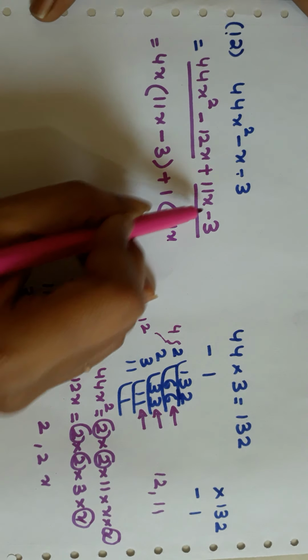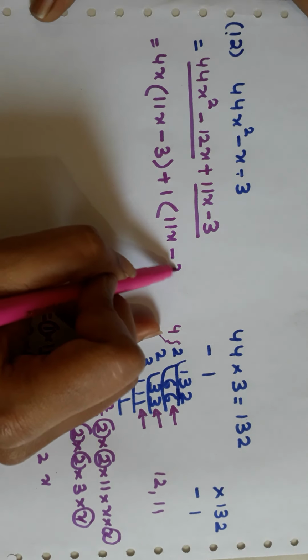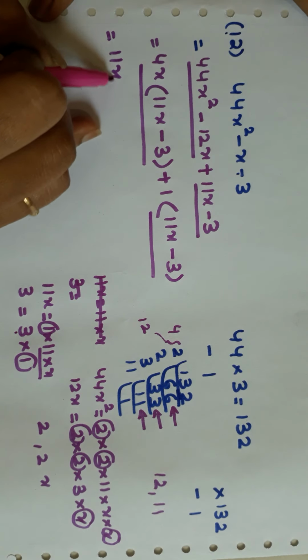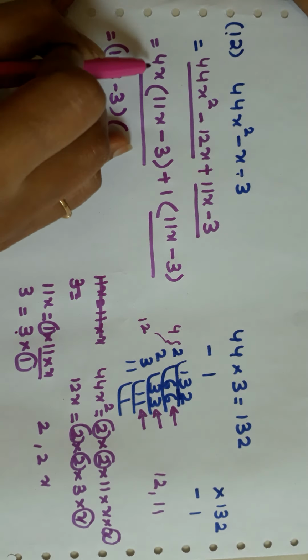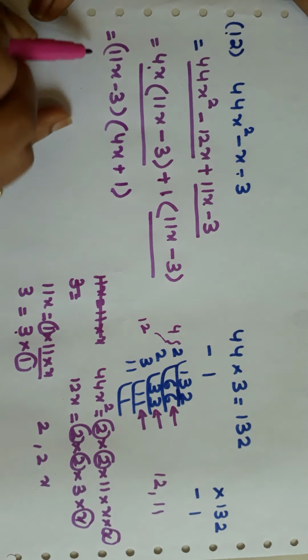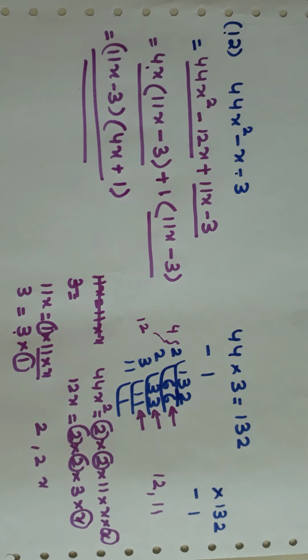11x and minus 3. Take common from both the terms. 11x minus 3 is common. 4x and plus 1. So the factors are 11x minus 3 and 4x plus 1.